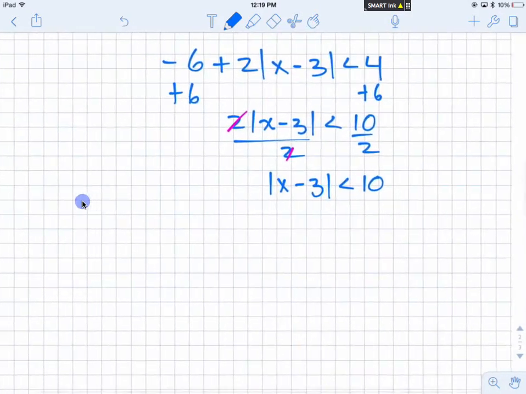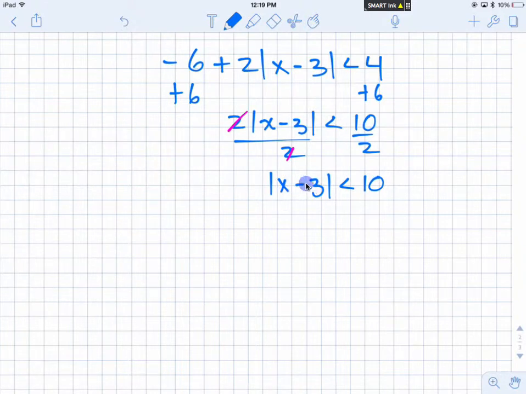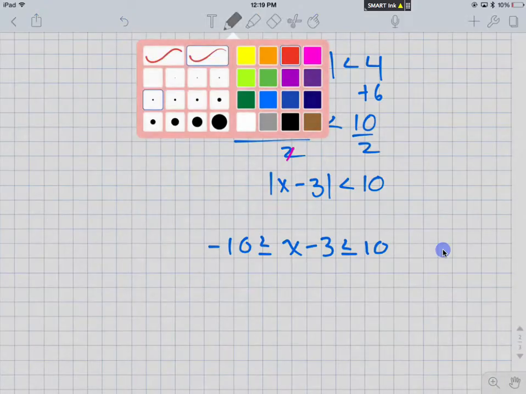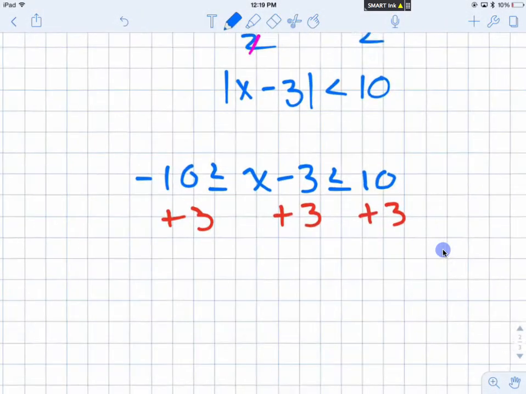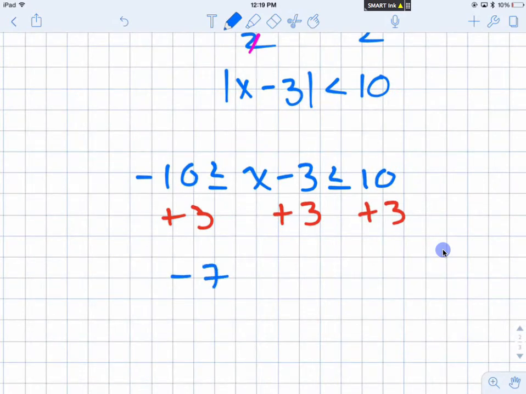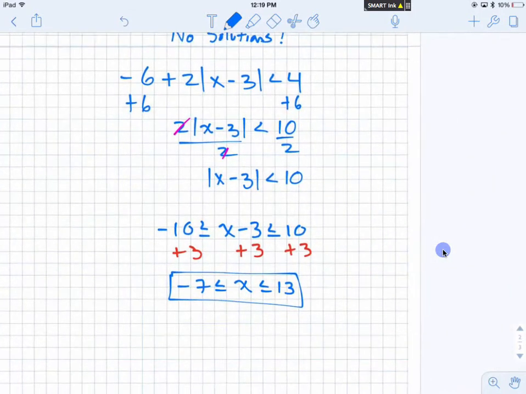So x minus 3, whatever number this is, its distance from 0 on the number line must be less than 10. It must be between negative 10 and positive 10. That's where x minus 3 can reside. Lucky for us, this is a nice, quick finishing up of the problem. Just going to add 3 to all components, and we find that the solution set for our original inequality are all numbers such that they lie between negative 7 and 13.